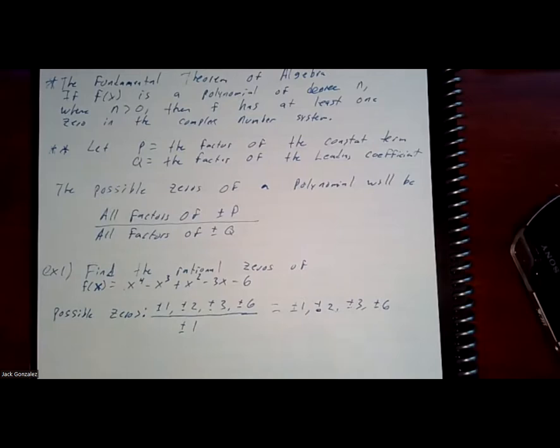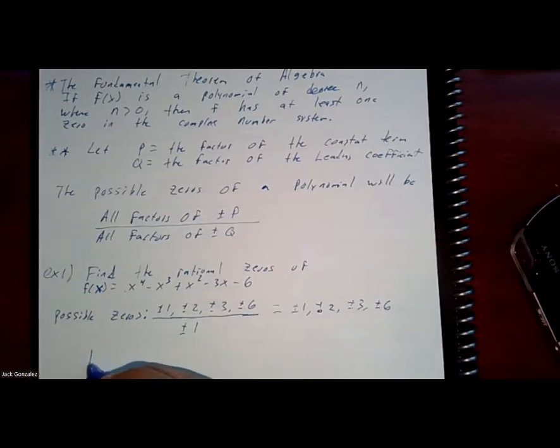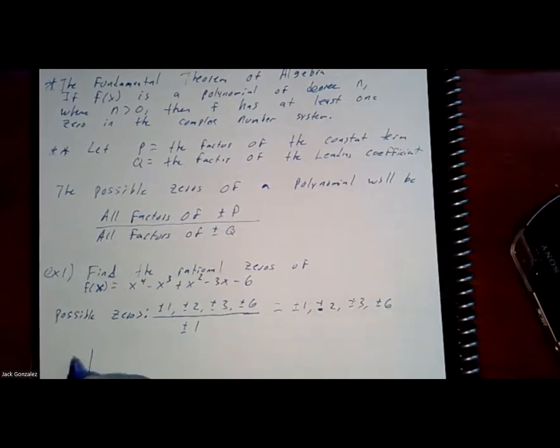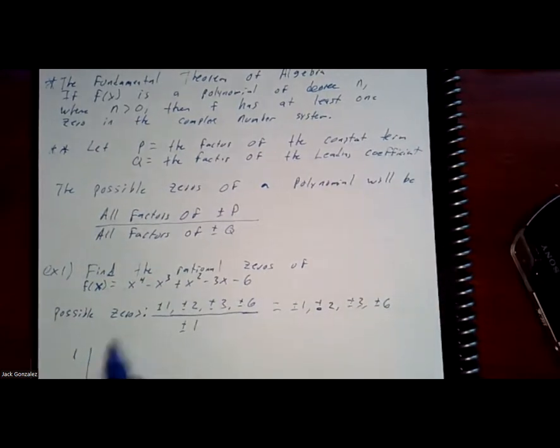So I'm going to do my synthetic division using those divisors. I'm going to start with the 1 because it's easy, and write this in there. So 4, 3, 2, 1, 0. So 1, minus 1, 1, minus 3, minus 6.